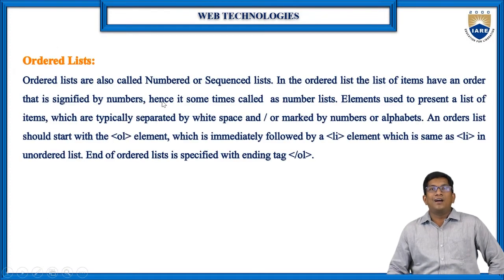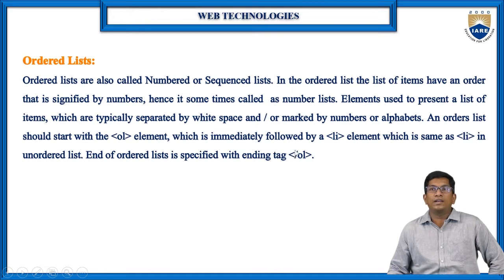Next one is the ordered list. An ordered list is also called a numbered or sequence list. In the ordered list, the list of items have an order that is signified by numbers. Hence, it's sometimes called a number list. It presents a list of items, which are typically separated by white space and are marked by numbers or alphabets. An ordered list should start with the OL element, immediately followed by the LI element, which is the same as LI in an unordered list. The end of the ordered list is specified with the ending tag /OL.